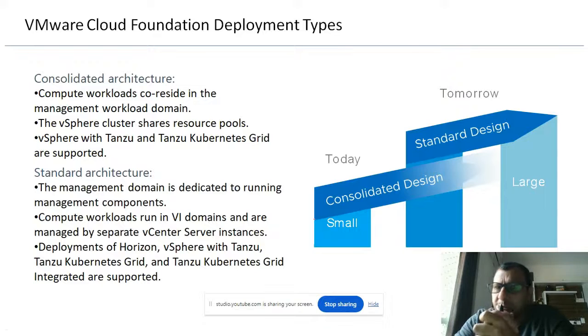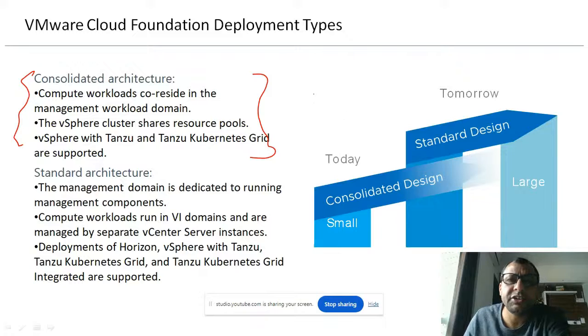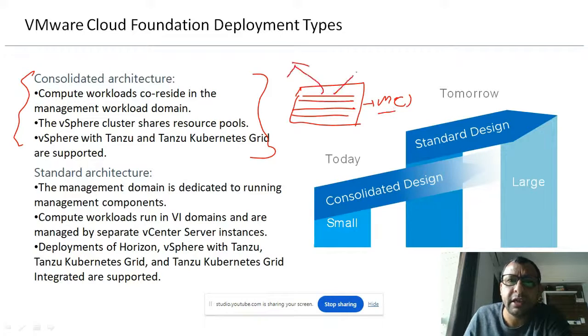So what are the deployment models for my VMware Cloud Foundation? VMware Cloud Foundation could be deployed as a consolidated architecture. When I say consolidated architecture, there would be a single cluster, a single management cluster, where we can run all my management VMs and all my workload VMs together within a single cluster.